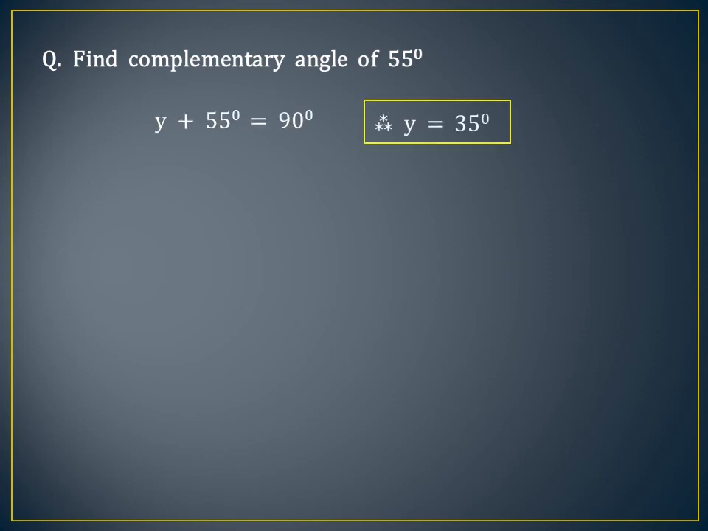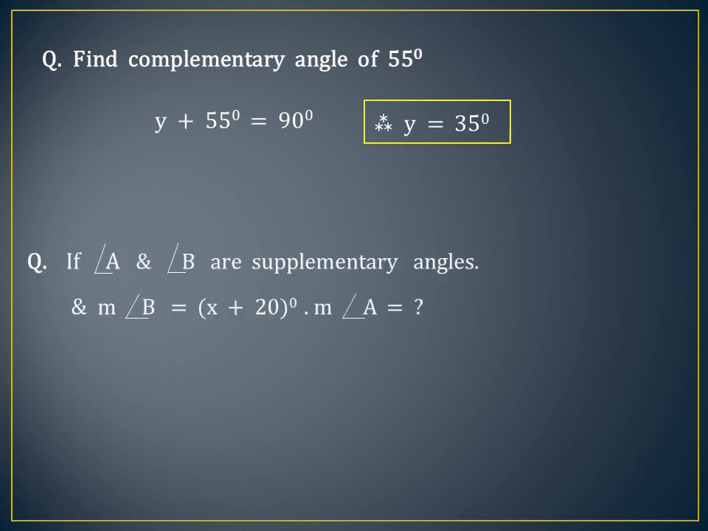Now lastly, let's solve a few examples on this concept. If an angle whose measure is 55 degrees is given to us, how would we find its complementary angle? Let the complementary angle of 55 degrees be y degrees. Going by the definition, we know that y plus 55 is 90 degrees. Therefore, the value of y is 35 degrees.